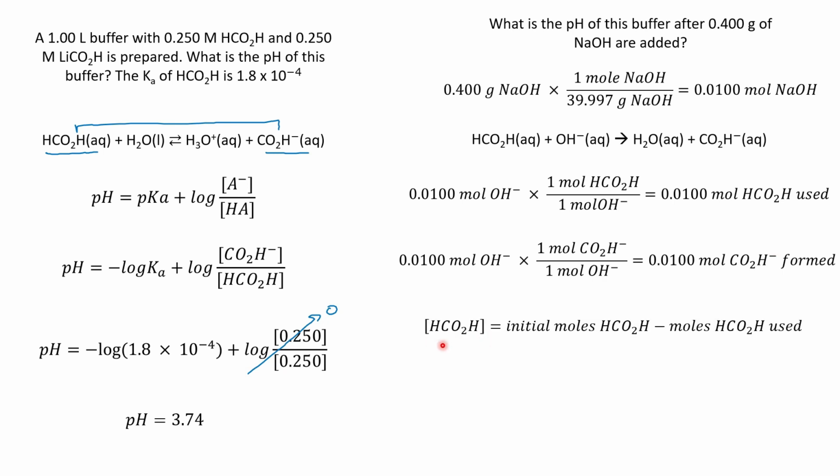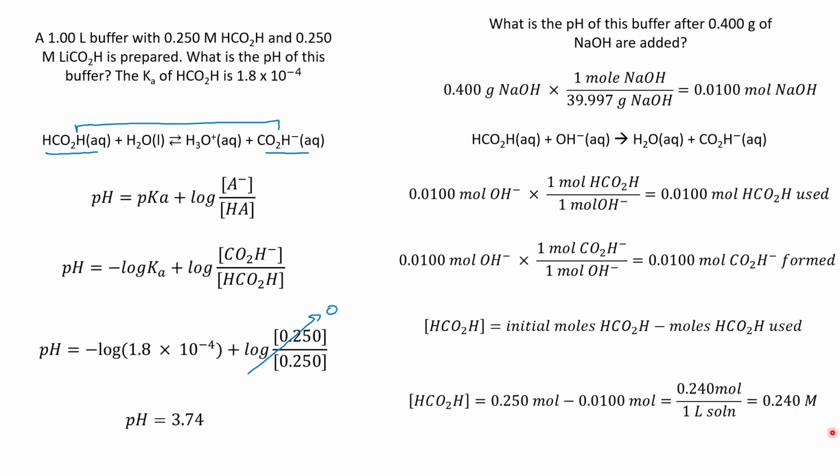So I'm trying to get to my concentration of formic acid again after this base has been neutralized. So I'm going to take how many moles I started with minus how many moles I have used. That is just 0.25 minus my 0.01. So after this reaction has gone to completion, I only have 0.24 moles of my formic acid left. What is the concentration of this? Well, this is really easy because, again, we have a 1 liter buffer here. So I'm just going to divide by 1 liter, and my concentration is 0.24 molar.